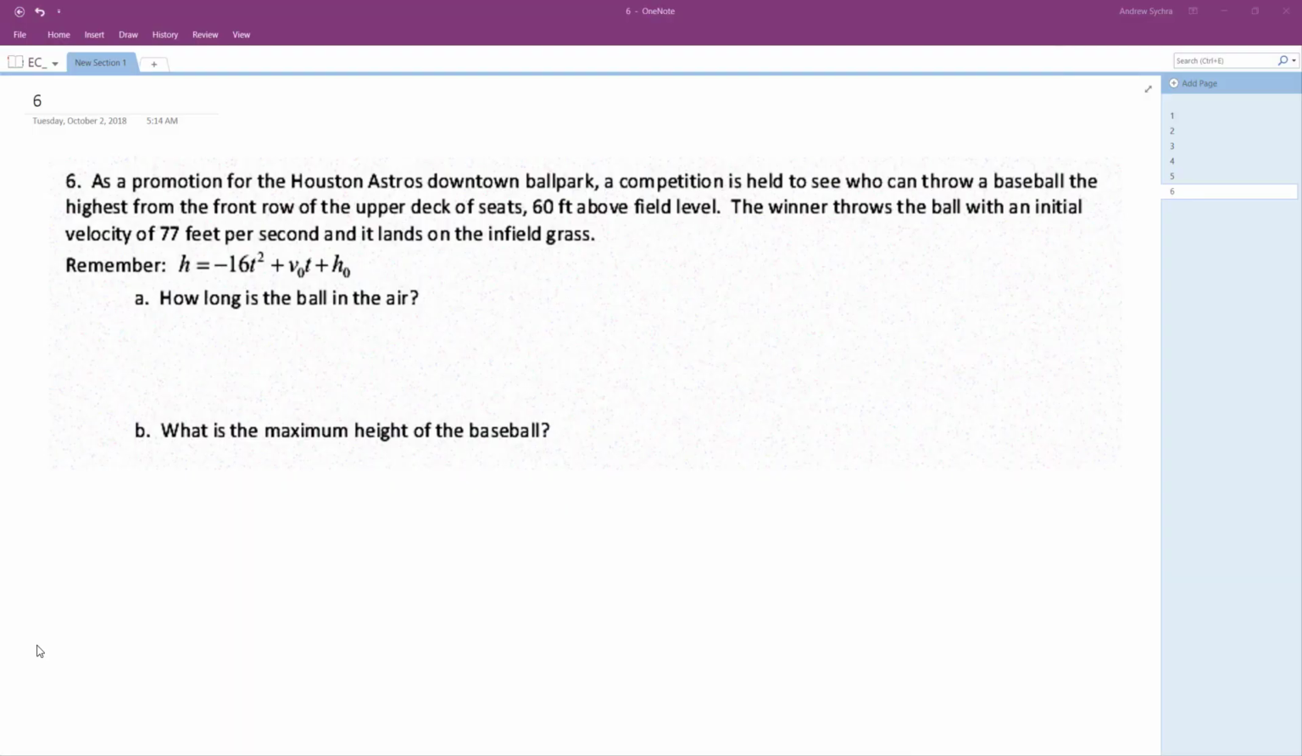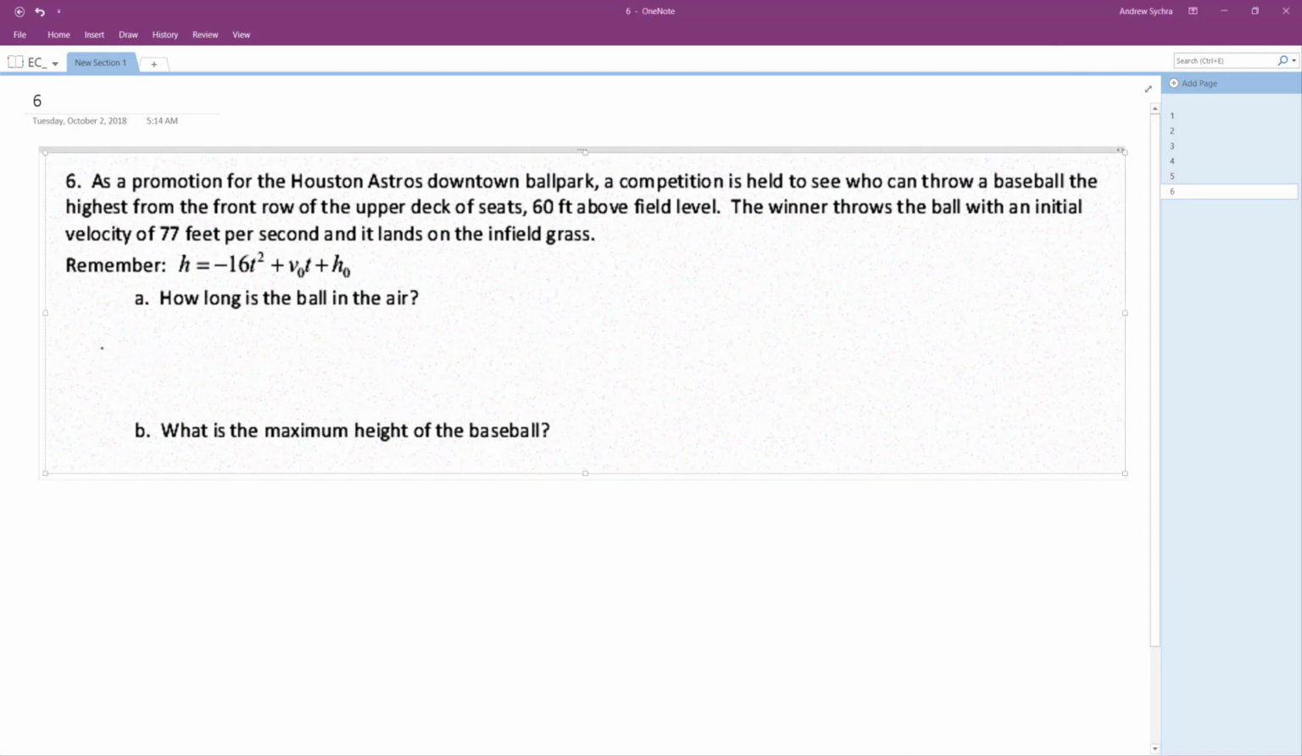All right, as a promotion for the Houston Astros downtown ballpark competition to see who can throw the baseball the highest, 6 feet above the field, the winner throws the ball with initial velocity 77 feet per second. Okay. So basically, they started at 60 feet above field level.